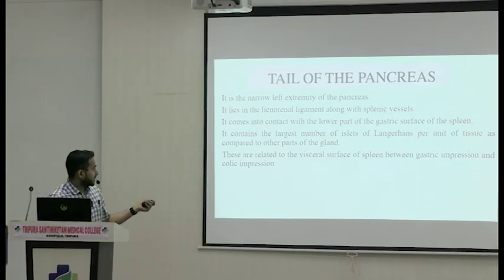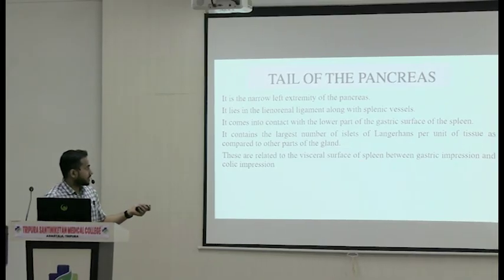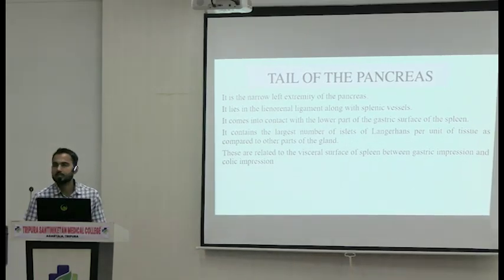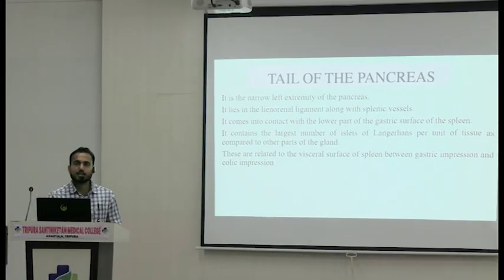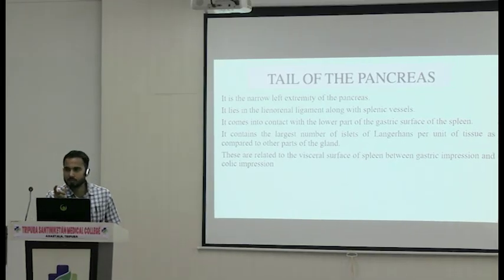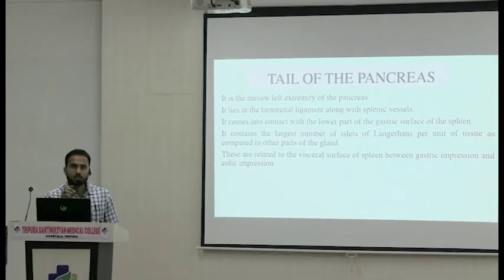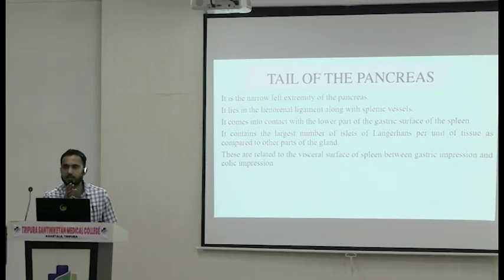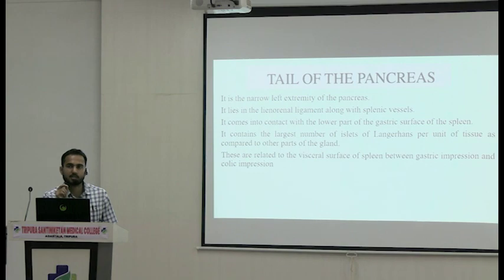Now these are related to the visceral surface of the spleen, in between the gastric impression and the colic impression. These are the areas of the spleen where exactly the tail of the pancreas is situated. And do you remember, in the last class I mentioned a very important clinical significance? During splenectomy, as the tail of the pancreas reaches up to the gastric surface of the spleen, damage can take place to the tail of the pancreas.